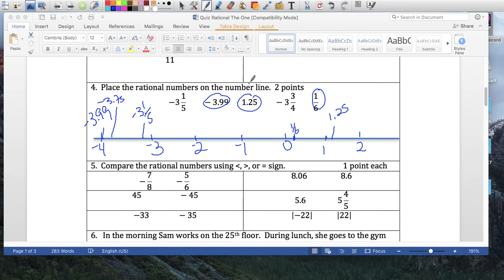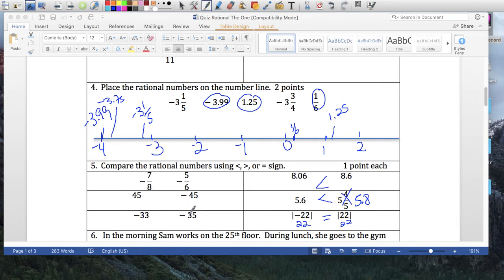Rational numbers, let's do the easy ones. $8.06 is less than $8.60. Absolute value of 22 is 22. Absolute value of negative 22 is also 22, so these are equal to each other. 5.6 and 5 4/5. This you can change to 5.8. So I know that 5.6 is definitely less than.